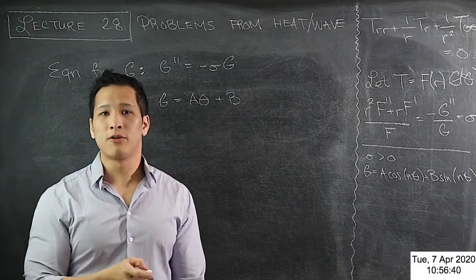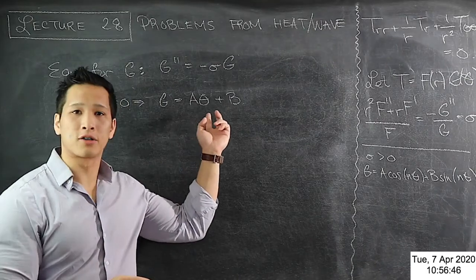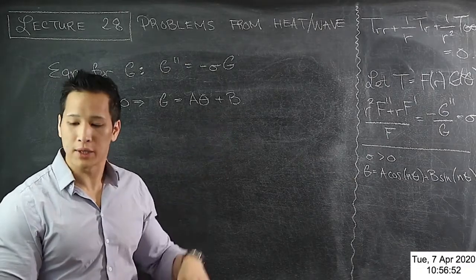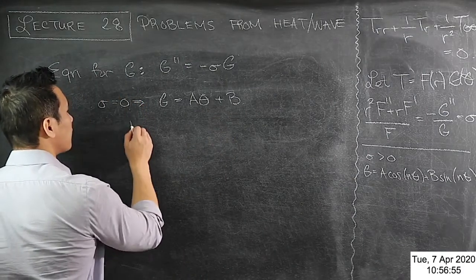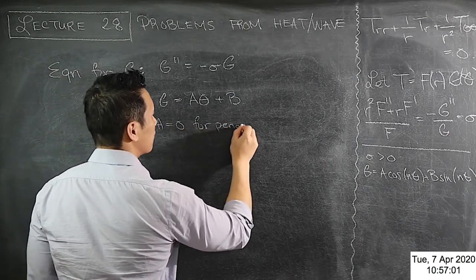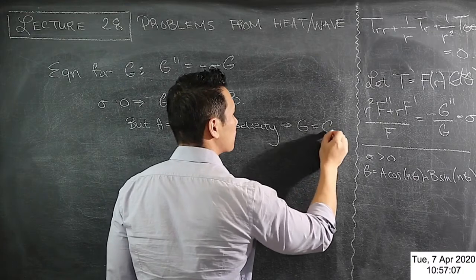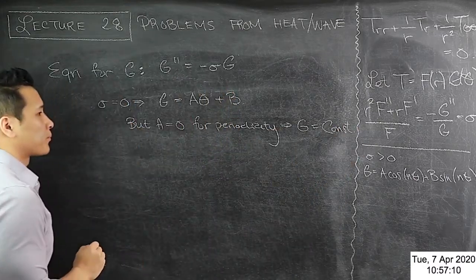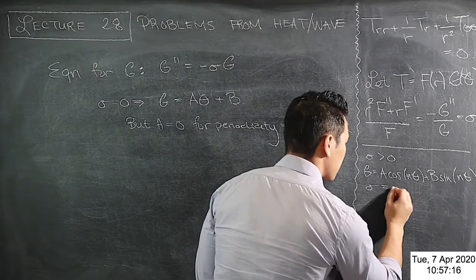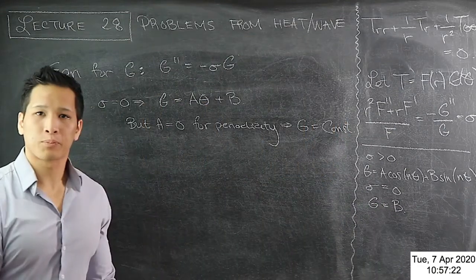But g has to be 2 pi periodic, right? The g function has to repeat itself every 2 pi, and this is a linear function, so that's never going to repeat. So the only way this is 2 pi periodic is if a is equal to 0, and hence b is equal to a constant. And so that tells you that g is basically constant. Okay? So if sigma is equal to 0, g is equal to, we'll call it b for the constant.